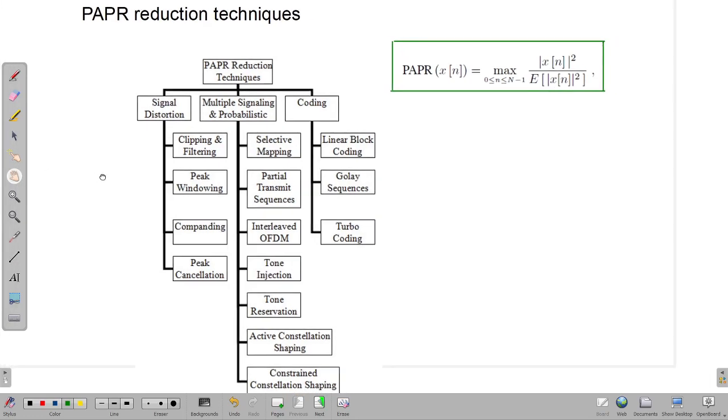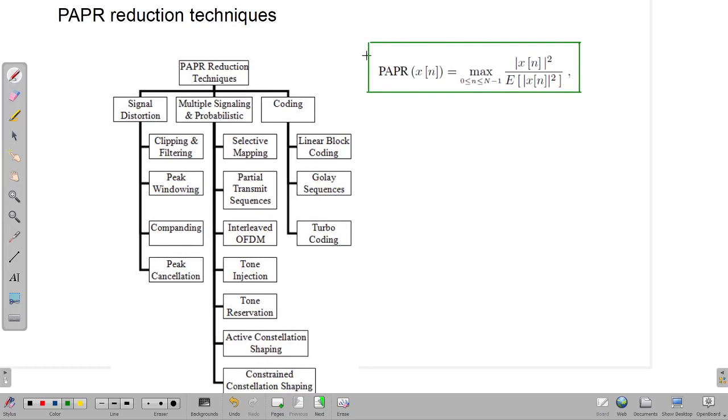So in this class we'll learn certain techniques to reduce PAPR, and by just seeing this equation, you can think that PAPR can be reduced in two ways. One way is to reduce the numerator value, which means the maximum values of x[n], which correspond to the peaks of the OFDM signal in the time domain. You try to reduce the amplitude of those peaks, and methods for this are clipping and filtering, peak cancellation, peak windowing, etc.